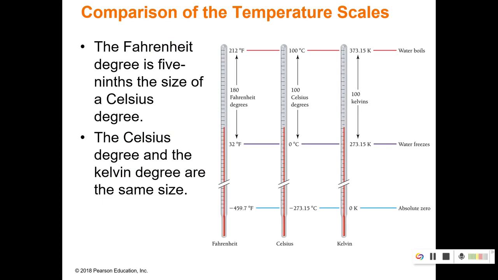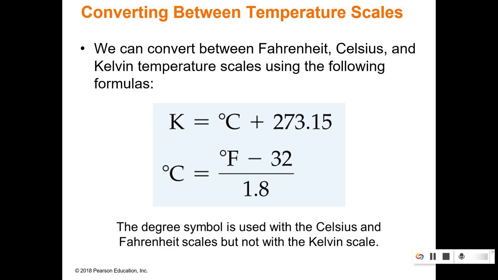So here's just a scale. You notice that the Celsius and Kelvin scales have the same amount of degrees between freezing and boiling, but Fahrenheit is a different scale, which is why we don't use that one as much. So here are our formulas. You can get rid of 0.15. We can just do 273 plus Celsius is Kelvin.